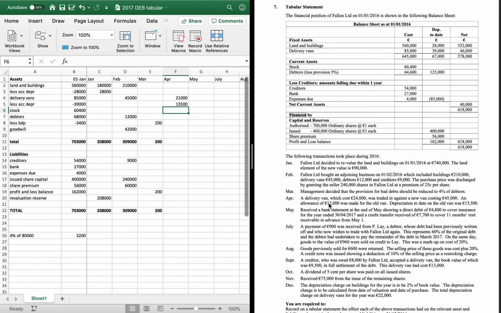There's an allowance of 12,000 for the old van. So you got given 12,000 for the van, which means you still have to write a check for the difference between 12,000 and 45. So you have to write a check for 33,000. So your bank overdraft is going up by 33,000.